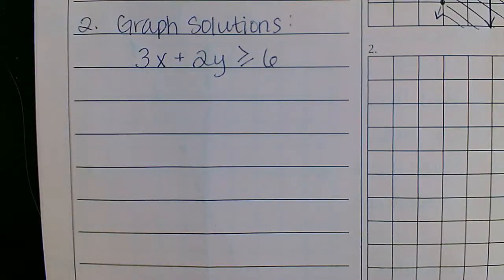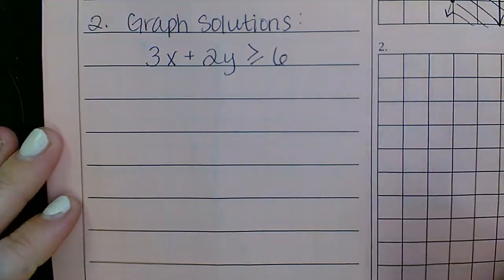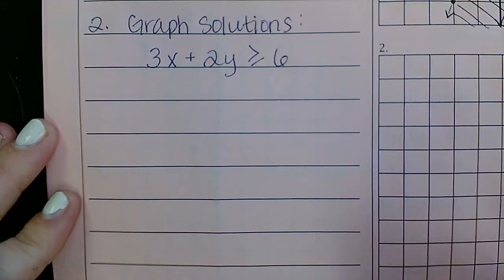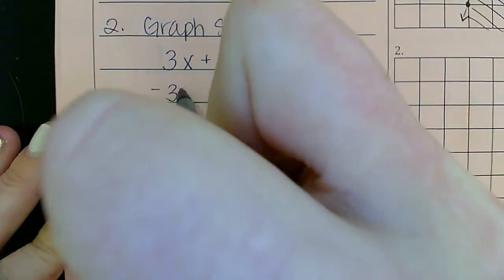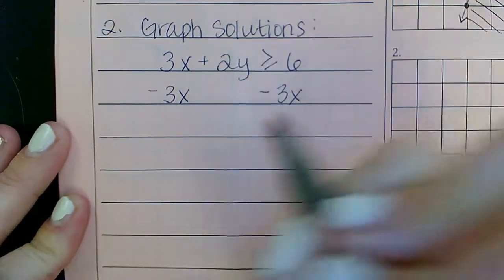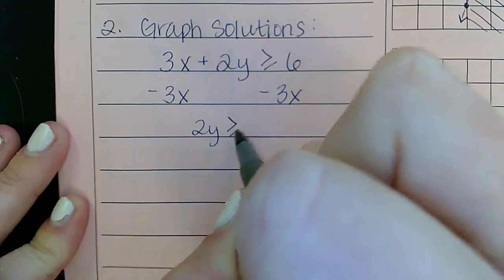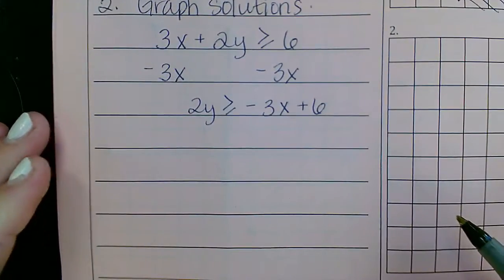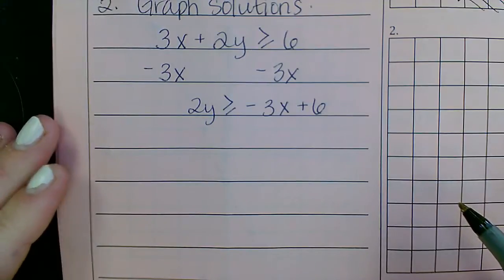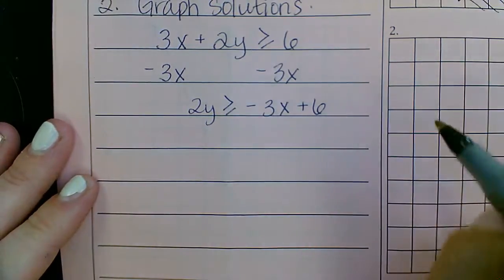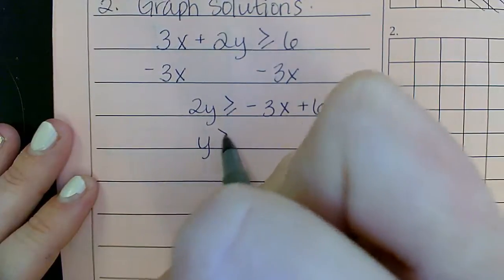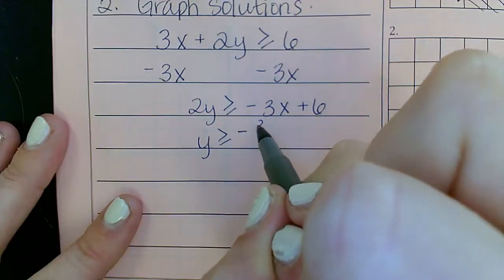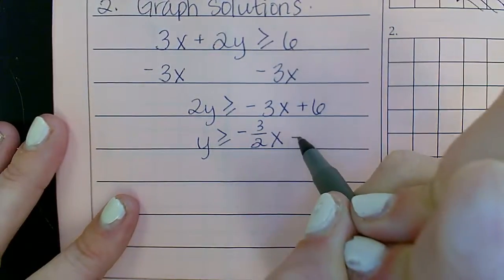Miles is correct. I need to still isolate my y. So Miles, talk us through my first step for isolating y. You are right. I'm going to subtract 3x from both sides. So I'll get 2y is greater than or equal to negative 3x plus 6. Then what, Miles? Yes, you are right. I'm dividing everything by 2. If I divide everything by 2, I've isolated y. So y is going to be greater than or equal to negative 3 halves x plus 3.